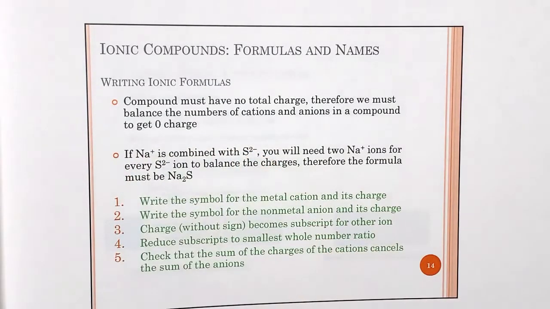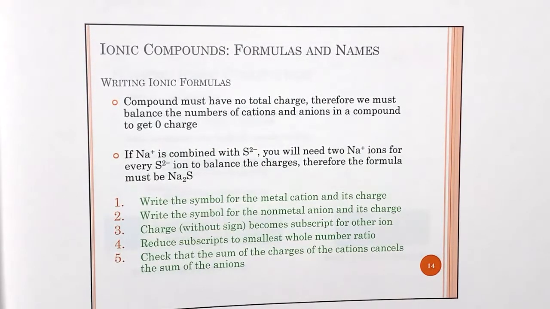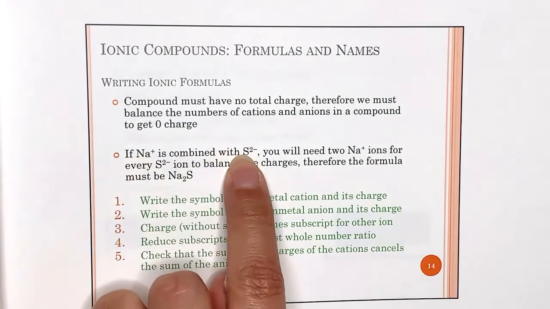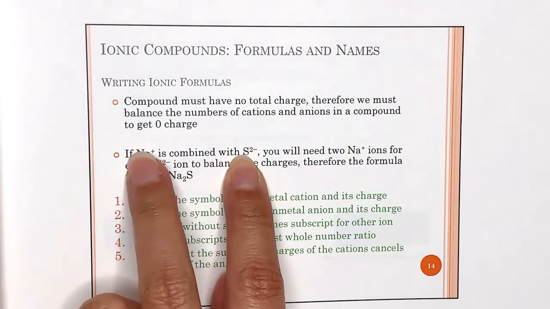But if you can't visualize, if that's a little hard, the way I like to do it is draw it out. Like if you have a +1 charge and a -2 charge, how in the world are you going to make them even out?